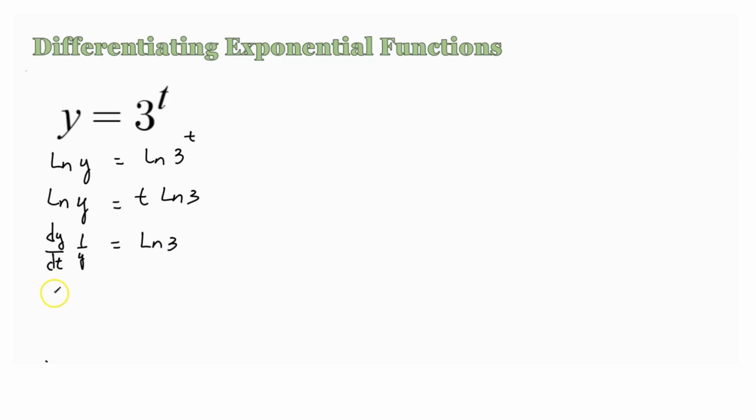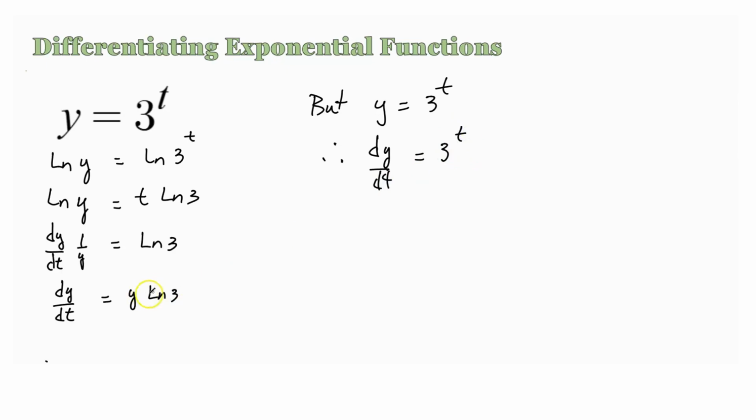Therefore, dy by dt, we multiply both sides by y here. So dy dt equals y times the natural log of 3. But y equals 3 to the t. Therefore, the gradient, or dy dt, equals 3 to the t, instead of y, natural log of 3.